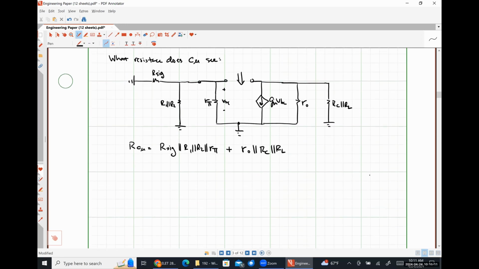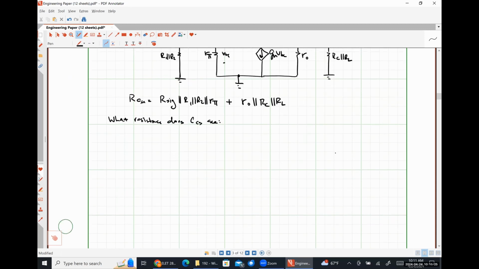And then lastly, what resistance does CCS see? So draw things out. R sig, R1 in parallel with R2.